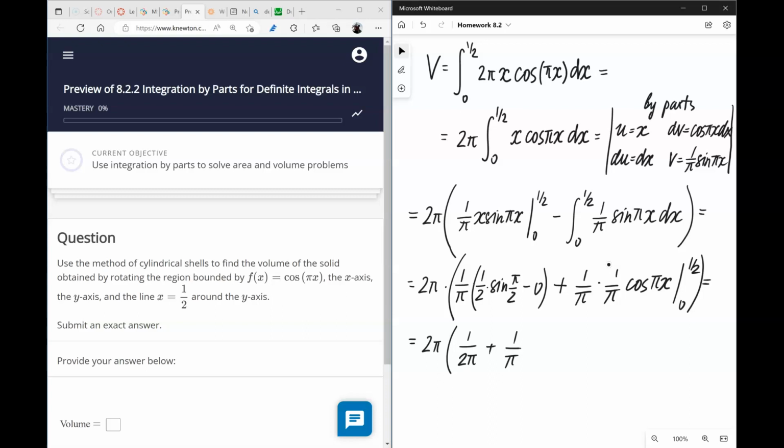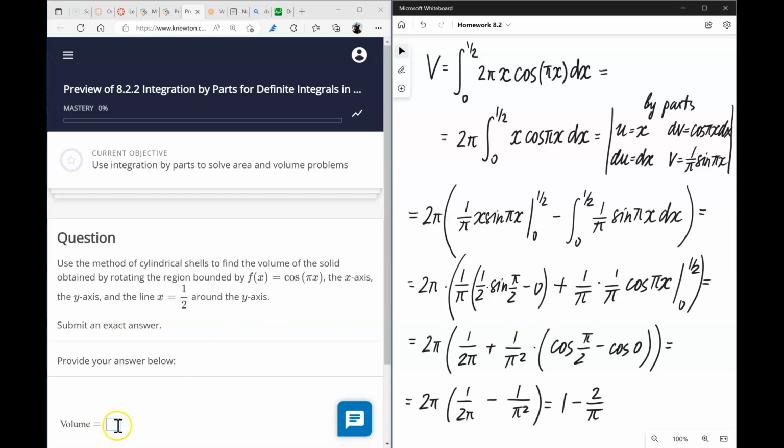Plus we have 1 over pi squared. And here we evaluate it at 1/2. So we have cosine of pi over 2 minus cosine of 0. And finally, cosine of pi over 2 is just 0. Cosine of 0 is 1. So what we have here is negative 1 over pi squared. Distributing 2 pi over gives us this answer. So this is the volume of this solid of revolution.